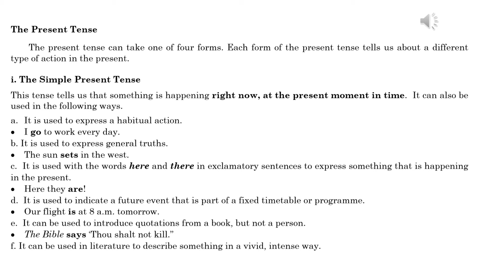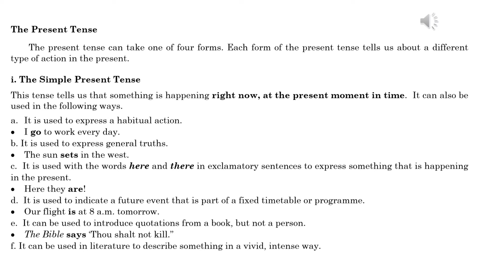The present tense. The present tense can take one of 4 forms. Each form of the present tense tells us about a different type of action in the present. 1. The simple present tense. This tense tells us that something is happening right now at the present moment in time. It can also be used in the following ways.